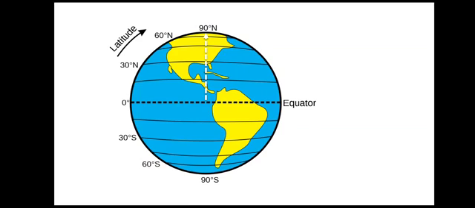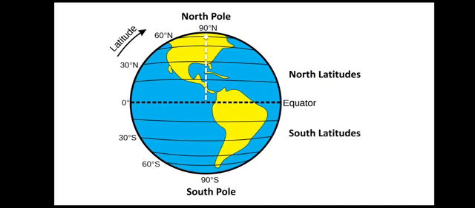90 degree north latitude marks the North Pole and 90 degree south latitude marks the South Pole. All parallels north of the equator are called north latitudes. Similarly, all parallels south of the equator are called south latitudes. So, the value of each latitude is followed by the word north or south.